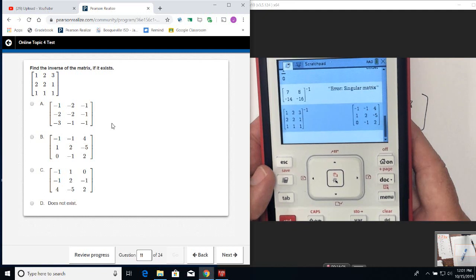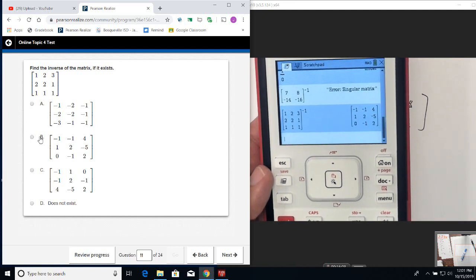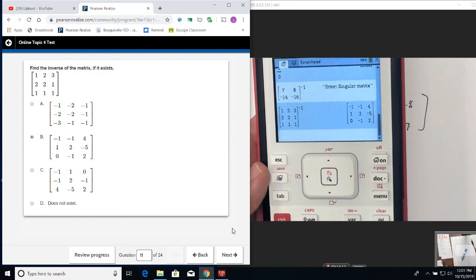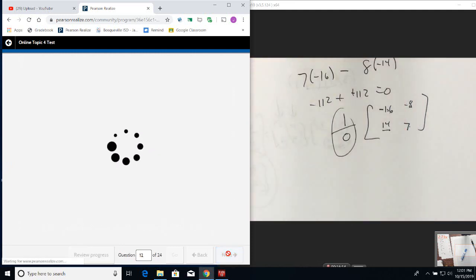Which answer choice is that? Is it B? B looks right to me. Looks like the same one, so let's go to the next problem.